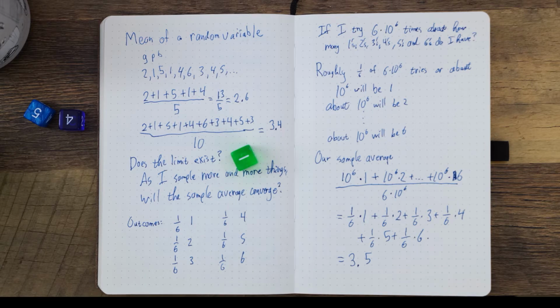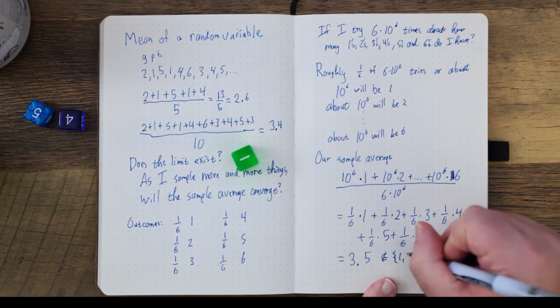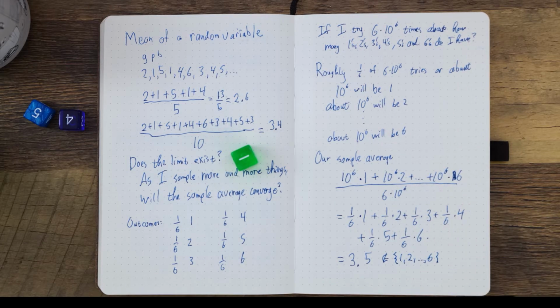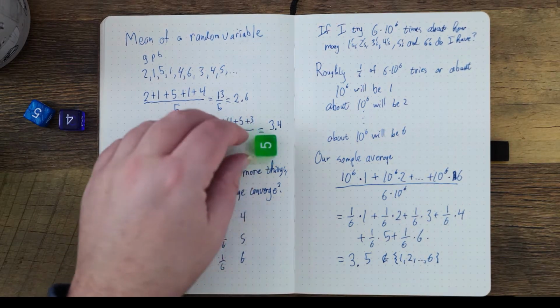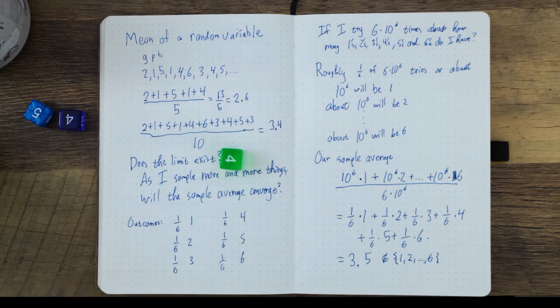3.5, well, doesn't seem like such a bad pick for the average of those numbers. Now, I should note, of course, that it is not one of the values that the die actually takes on. It's not in the set 1 through 6. And that's because the average value of these numbers doesn't have to be one of those numbers. It can fall in between, exactly as it does here.